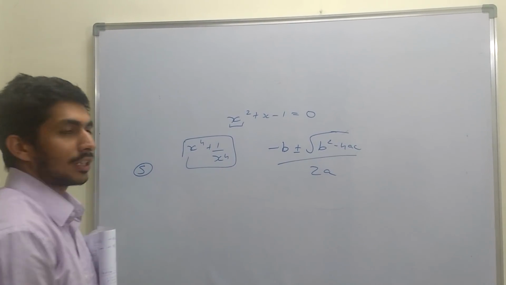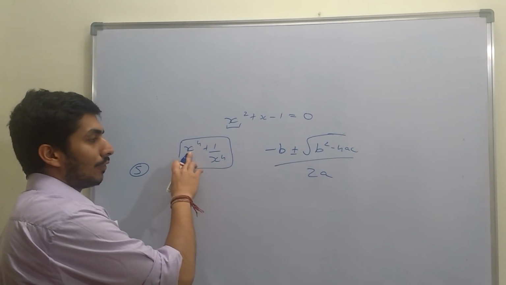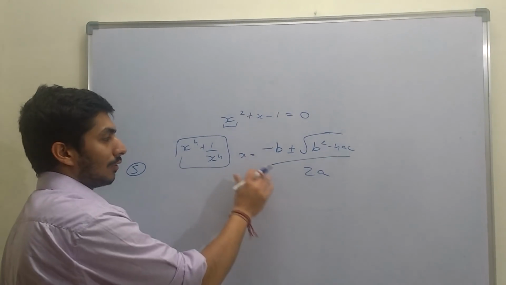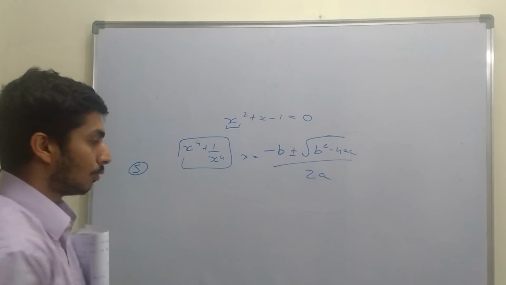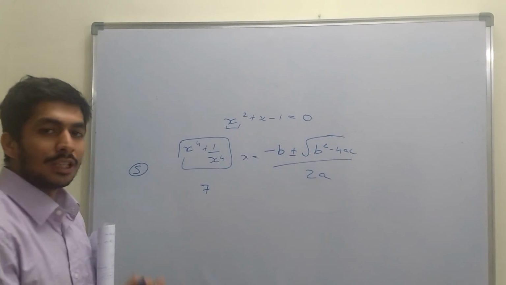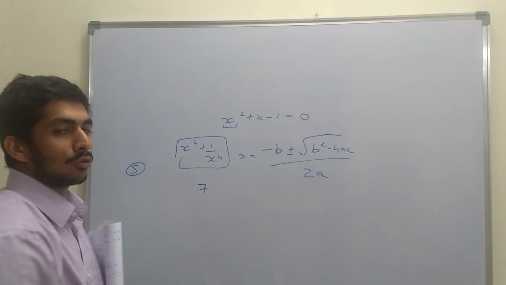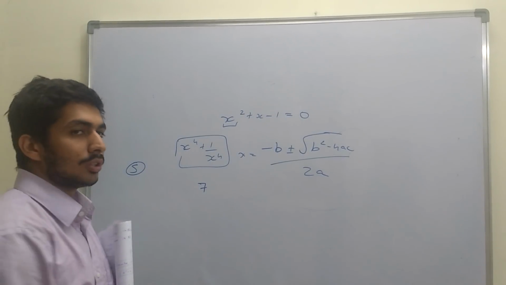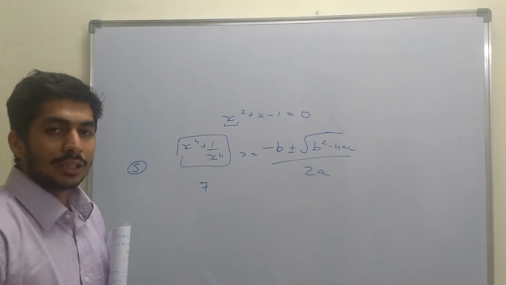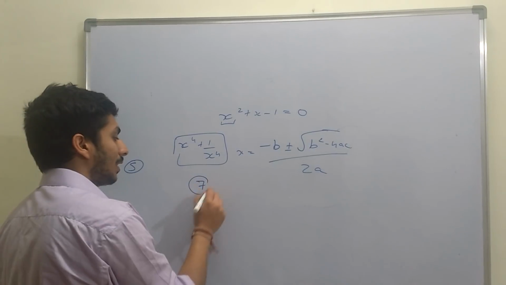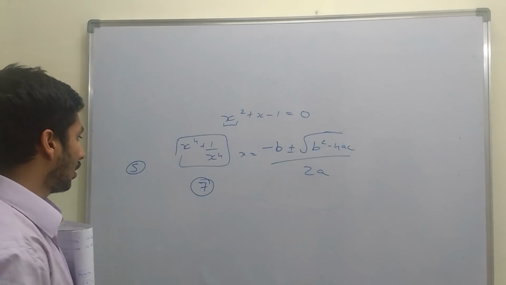So if you use this formula, you find the roots of the quadratic equation, that is you find the value of x. Once you find the roots, you can replace the value of x, whatever you get, in this equation to find out the value of x to the power 4 plus 1 upon x to the power 4. There's an easier way to do it as well, where you have to simplify this equation to get this particular equation. So that is quite a lengthy method. So the simplest way to do it is to find the roots of the quadratic equation and replace it over here to get the value, and the value comes out to be 7. So this was another question.